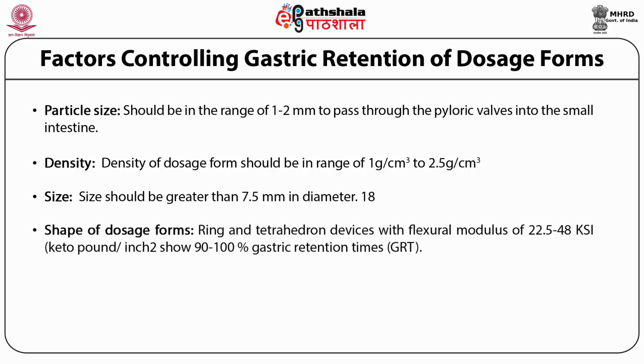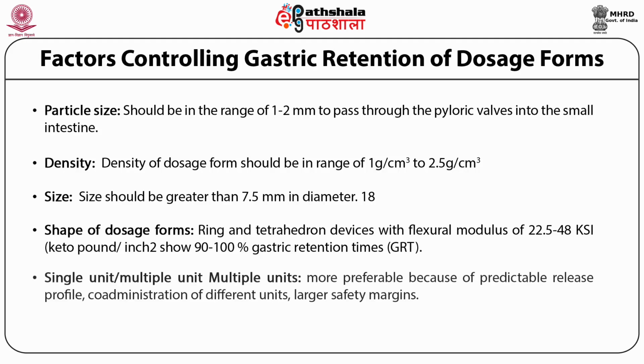The shape of the dosage form could be either ring and tetrahedron devices with flexural modulus, which probably are the ones most suited for gastric retention. Similarly, we can either have the single unit systems or we can have the multiple unit systems. The multiple unit systems are more preferable because of the predictable release profile, the co-administration of different units can also be encountered, and finally they have larger safety margins.